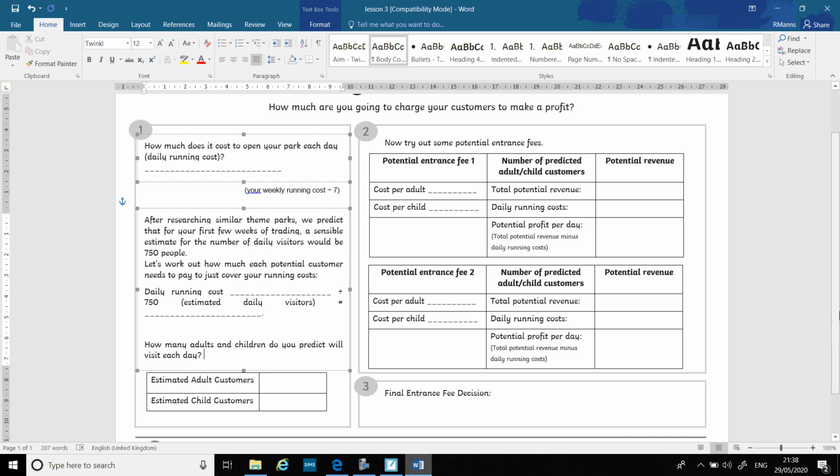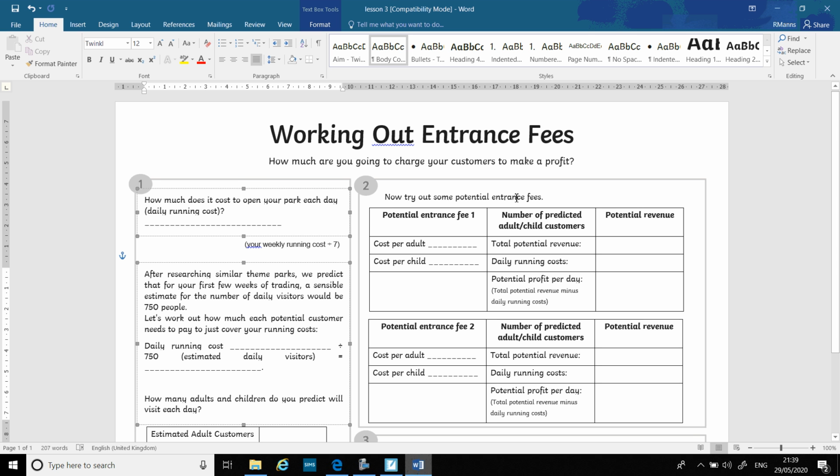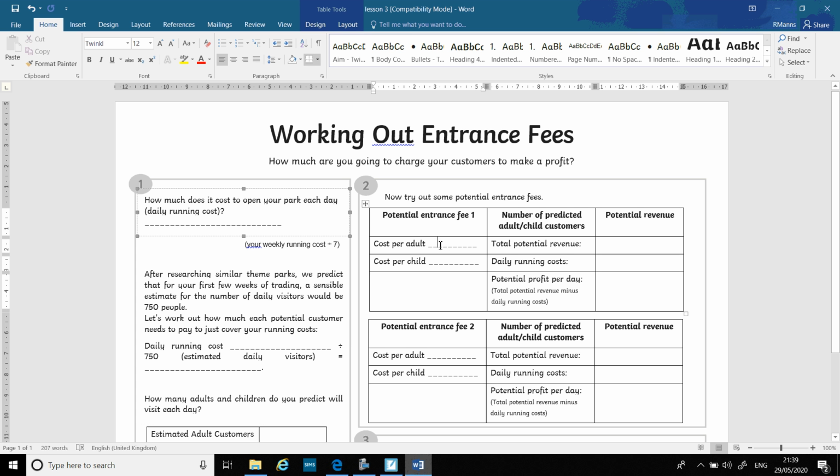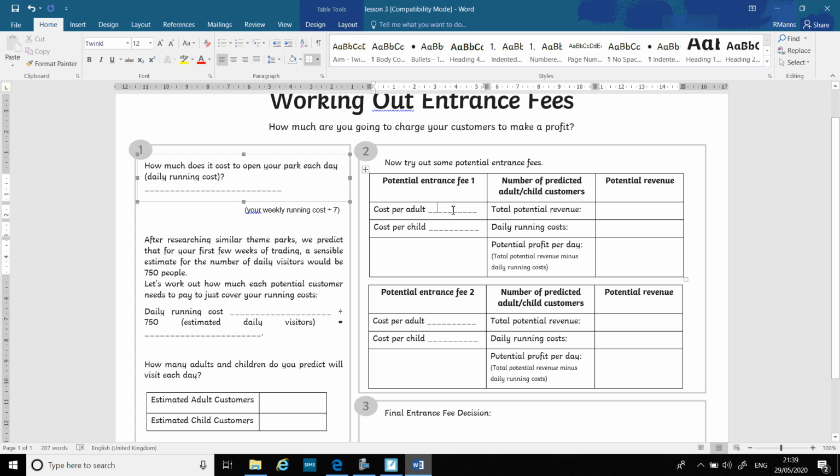Okay? So then it wants you to work out your potential entrance fees, and it gives you some options. So you might decide to charge adults, I don't know, £15, for example. Then you put £15 multiplied by the estimated number of adults, which would be your total revenue per day from adults. So 375 multiplied by 15 would be how much money you would make from adults in a day.